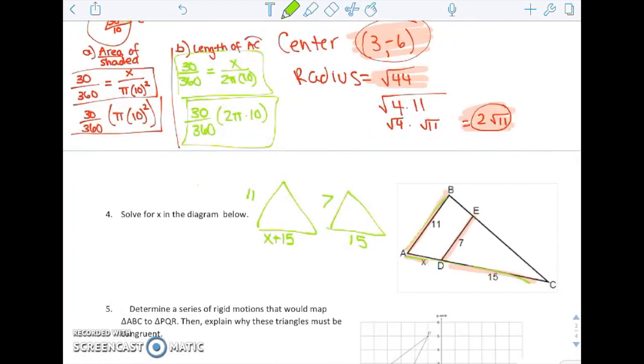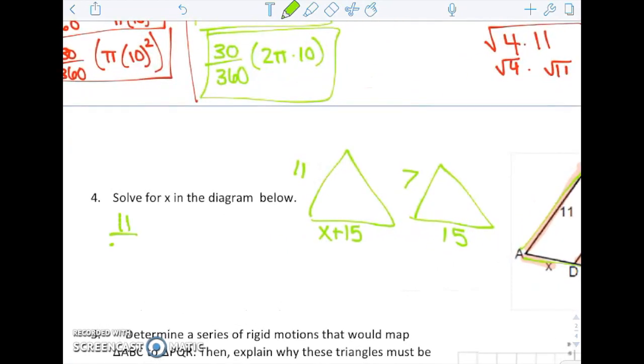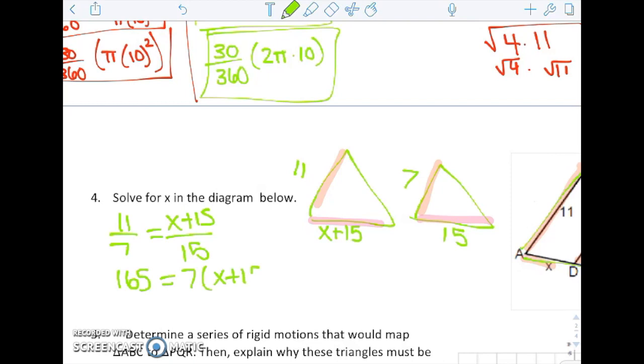So setting this up to solve it, I would get 11 over 7 equals (x plus 15) over 15, because remember what I'm doing is corresponding part over corresponding part equals corresponding part over corresponding part. So this gives me 165 equals 7 times (x plus 15). Distribute out your 7, and x should equal 8.4.